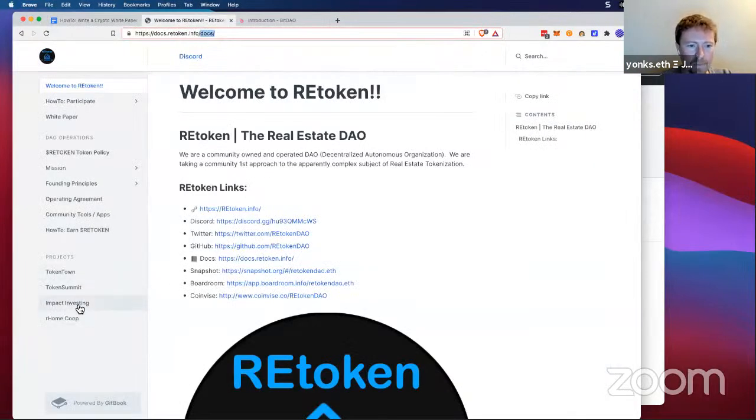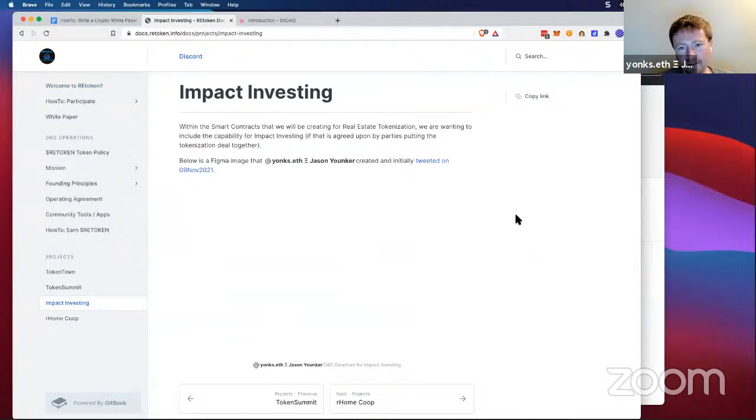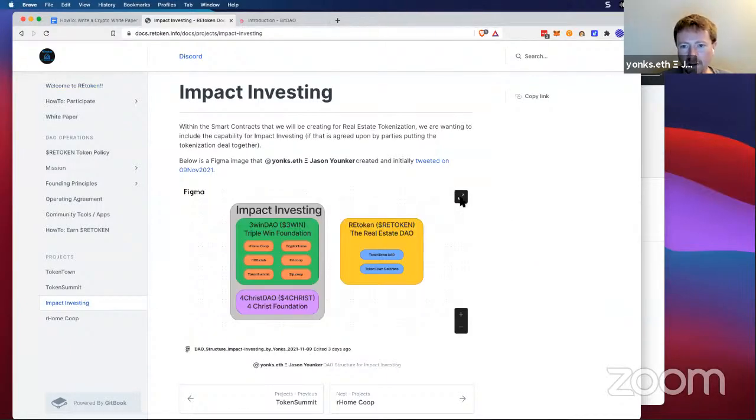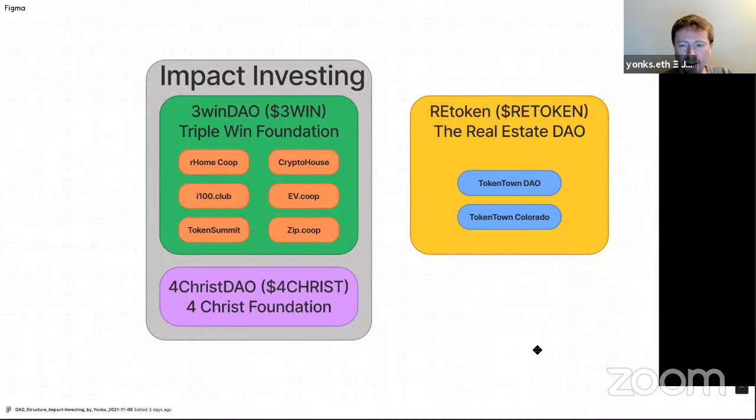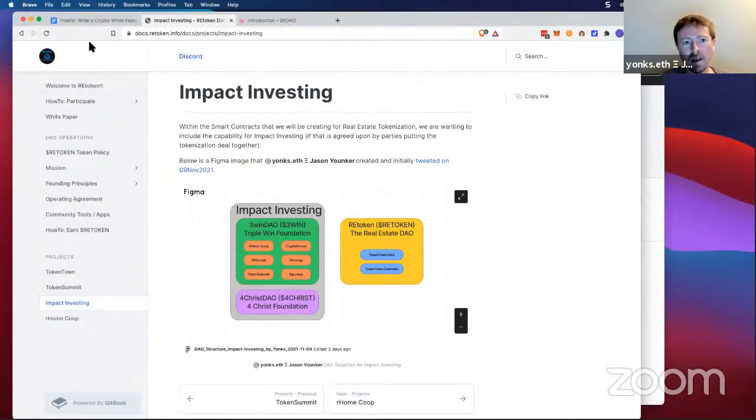I'm going to bring that open because I do have an impact investing slide that I created here on Figma, tweeted about earlier, and I'm going to make this a little bit larger. So impact investing, like Triple Win Foundation or For Christ Foundation, those are 2 impact investing vehicles, and this is one of the reasons that we're putting some of this infrastructure in place with those now, so that when we do get the smart contracts all finalized and the deal for doing those, then we'll have the vehicles that Mrs. Yonks and I want to align with for any of the deals that we tokenize, if that makes sense.